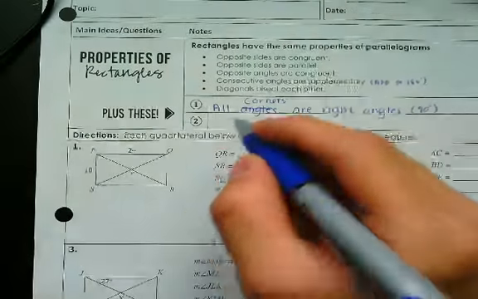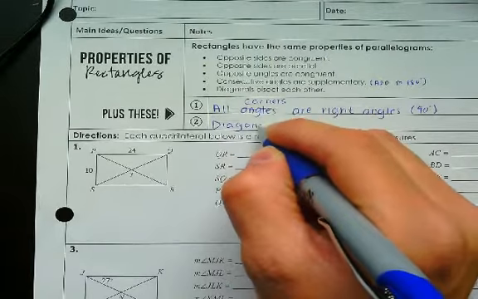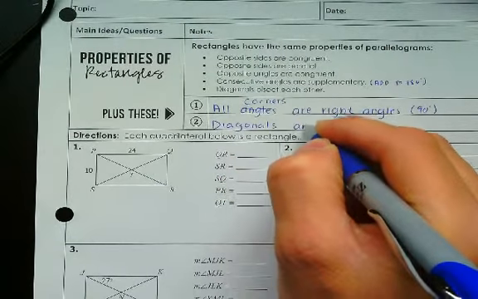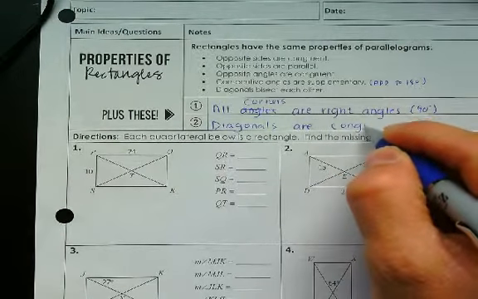The second one is that diagonals are congruent. It means that they're the same. Diagonals are congruent.